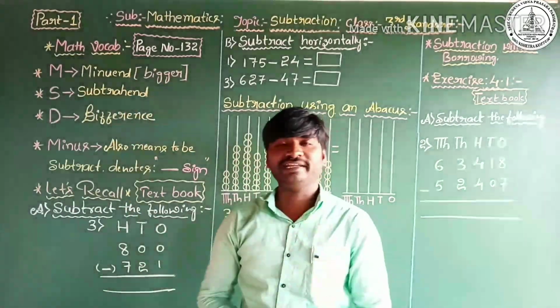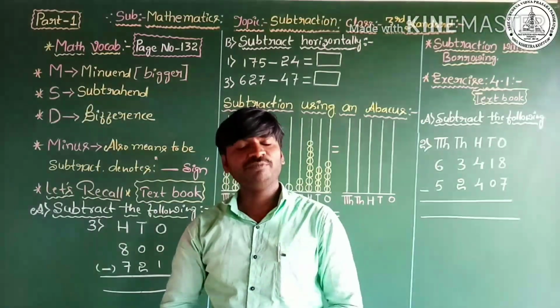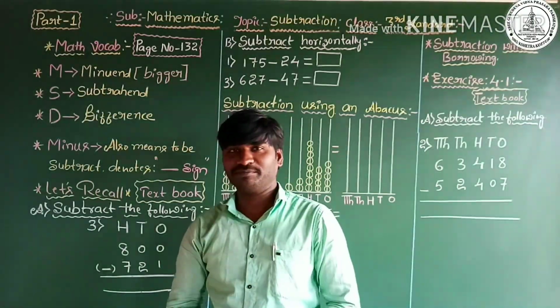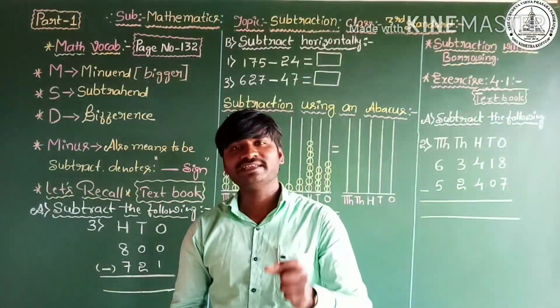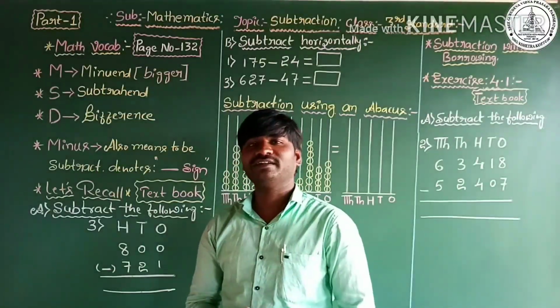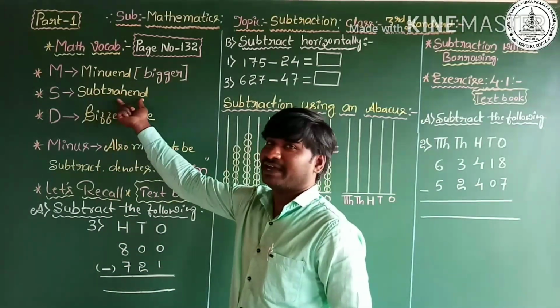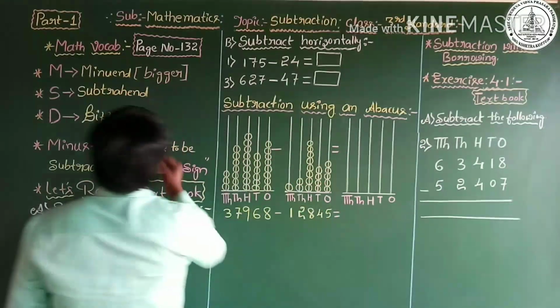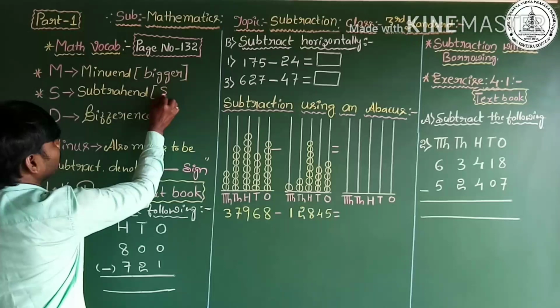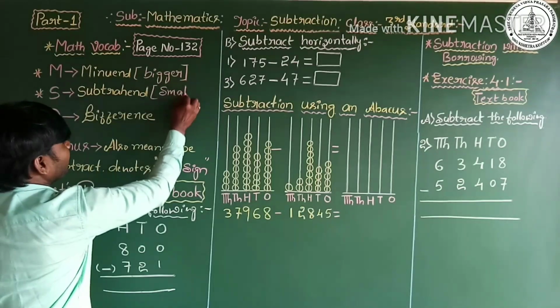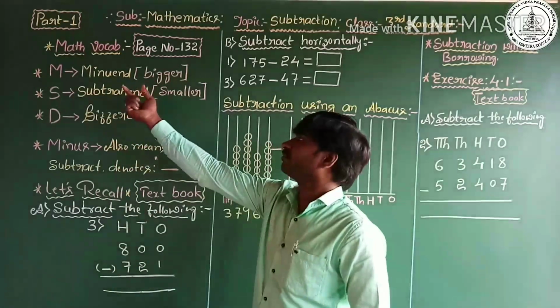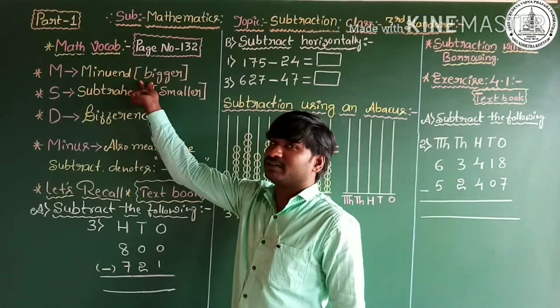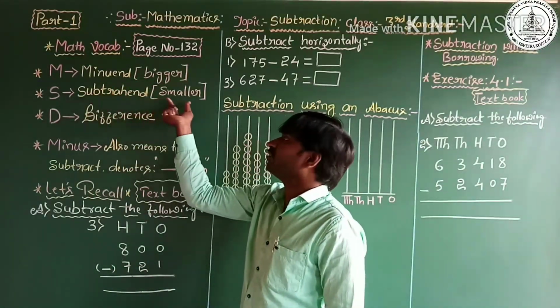Subtrahend means a quantity or number to be subtracted from another number. That is called the subtrahend. Commonly we identify it as the smaller number. Okay, keep in your mind, minuend means bigger number, subtrahend means smaller number.